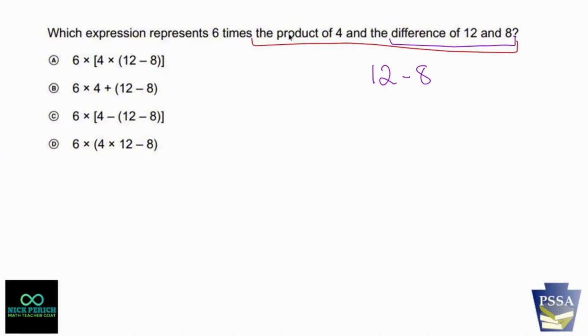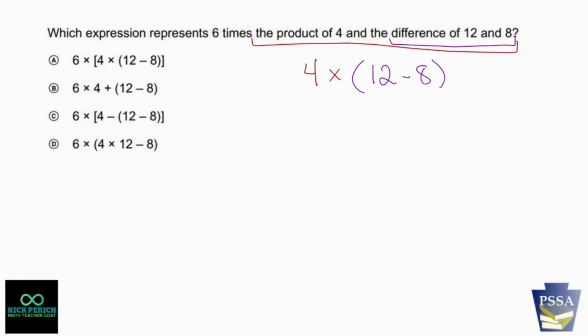So hold on. So 4 times that, which means I have to put you in a group. So I'm going to put you in parentheses. And I need to find the product. Product means times. So the product of 4 and that difference is going to be 4 times that group.